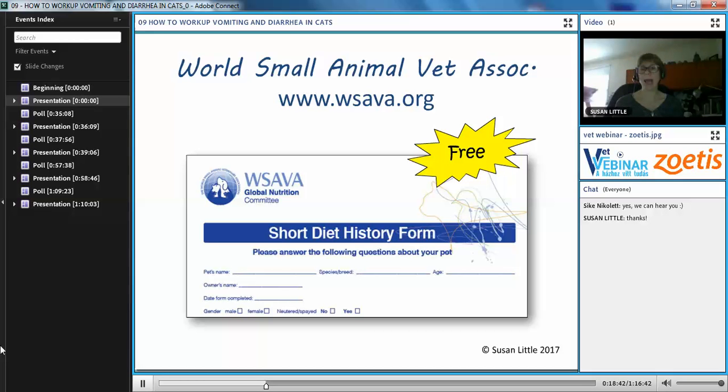This is just a one-page diet history form. If you don't have a short one that you're using with your owners, and this would be both canine and feline, then you can look at the one at the World Small Animal Veterinary Association website, because they have a free downloadable one that you can use. So that will help you with the diet history component of our assessment.